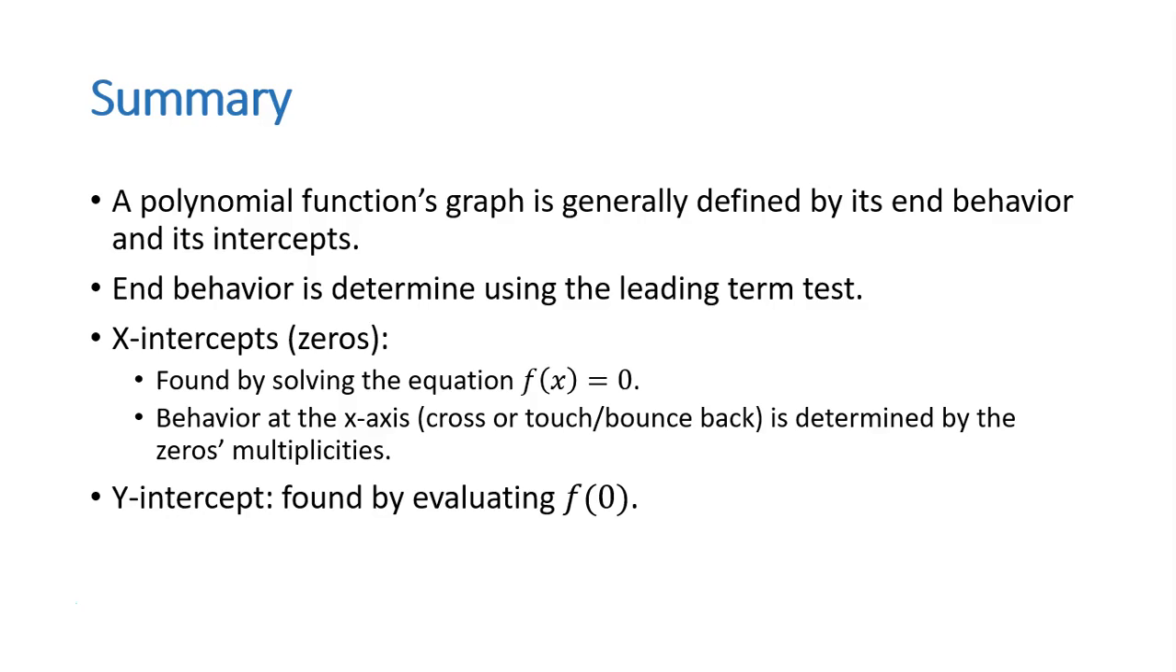It's always found the same way, by evaluating f of 0. So putting all these pieces together, we get a general sense of what our graph looks like. There are certain things we can't determine about our graph, but as long as we know where our tails are pointing and what's happening in general in between those tails, we have a fairly accurate graph.